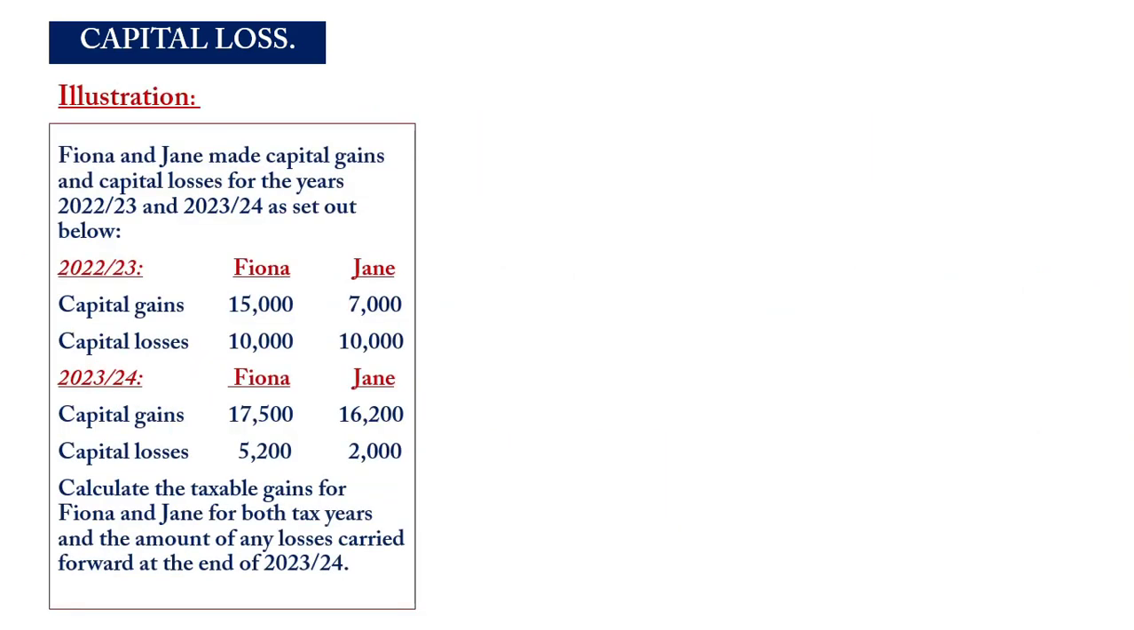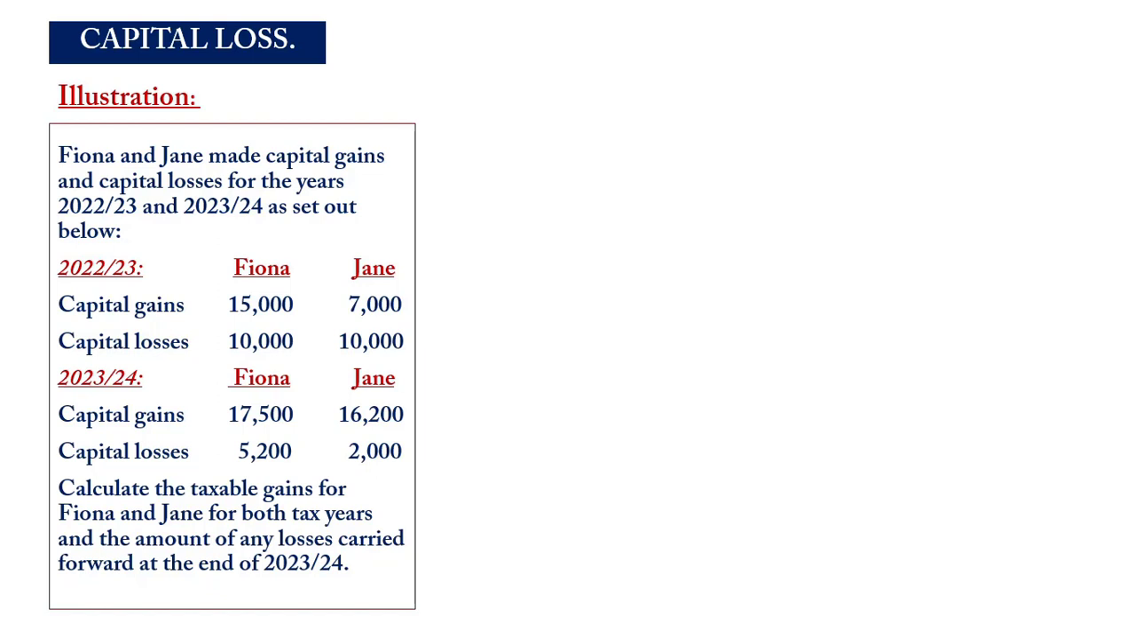So let's look at this illustration. Fiona and Jane made capital gains and capital losses for the years 2022/2023 and 2023/2024 as set out below. So for the tax year 2022/2023, Fiona made capital gains of £15,000 and capital losses of £10,000. Jane, on the other hand, made capital gains of £7,000 and capital losses of £10,000.